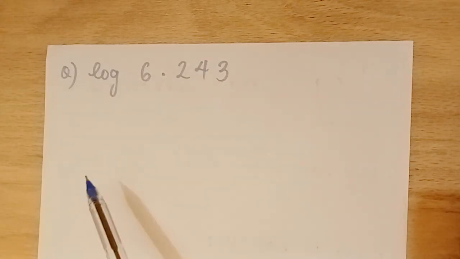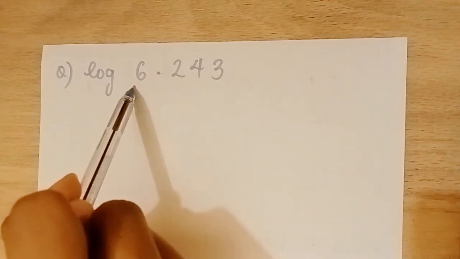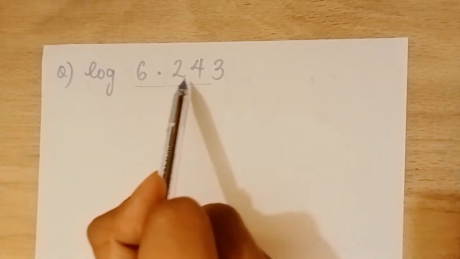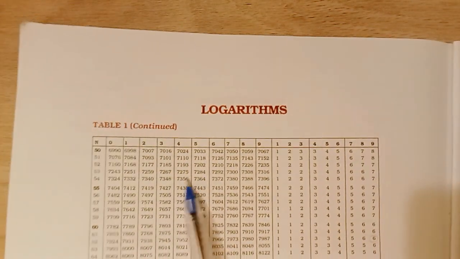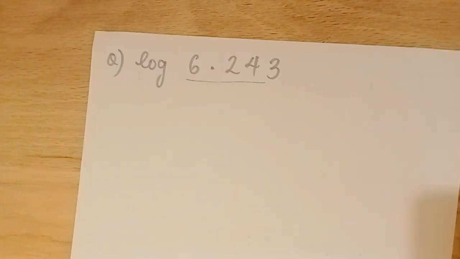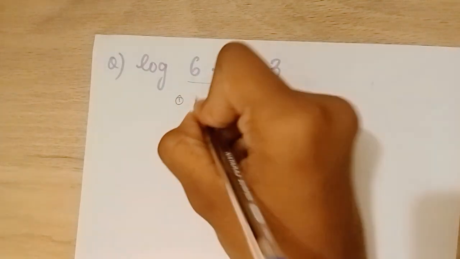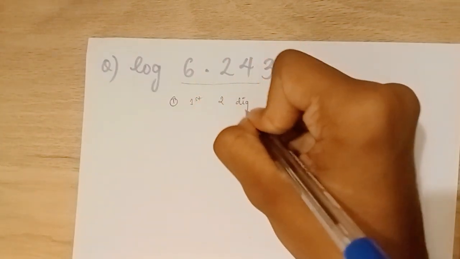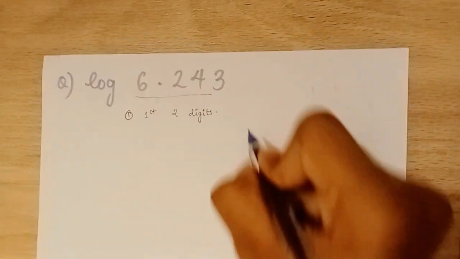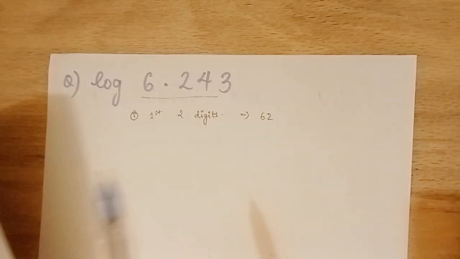After knowing all those, let's move on to finding the log value. So how do you find the log of this number? That is 6.243. To find the log value of this, you need the log table. Okay, so this is the logarithm table. Now the first thing that you need to do is, rule number 1, take the first two digits of the number. So what are the first two digits? 62. Just ignore the decimal point for now.